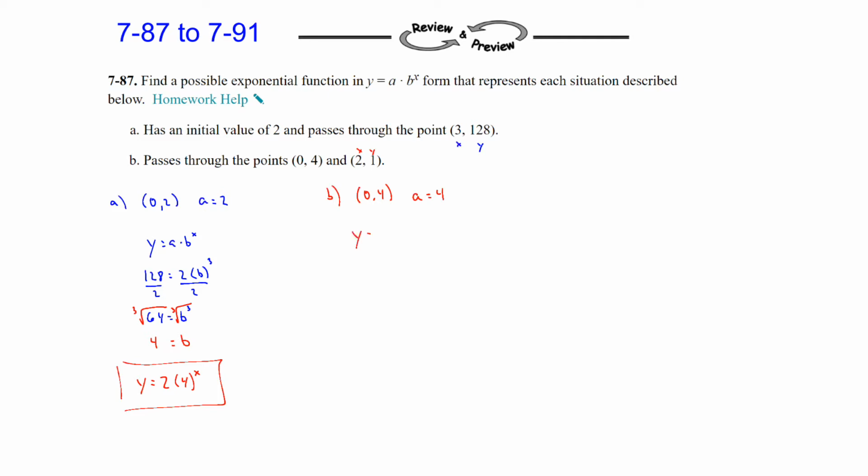So once again, we'll set it up. y equals a times b raised to the x. What do we know? y is 1. The initial is 4. b we don't know. And then the x value is 2. And so we divide by 4. We get 1/4 equals b squared.